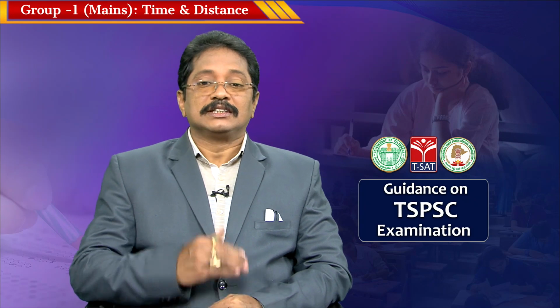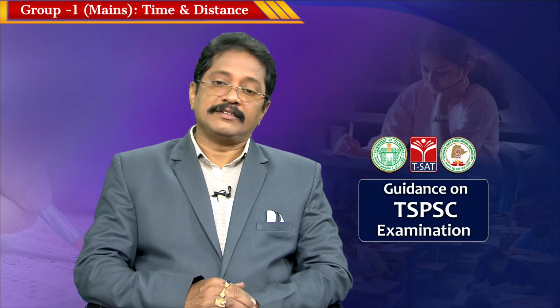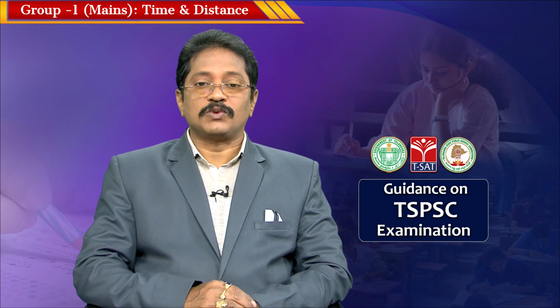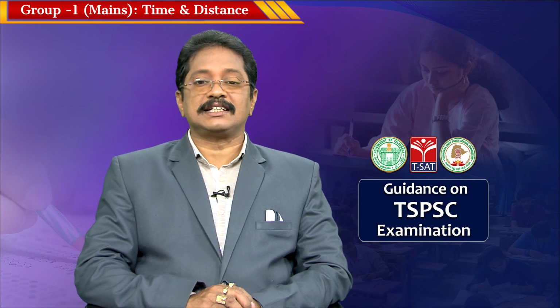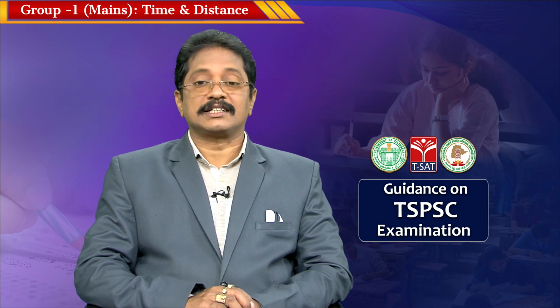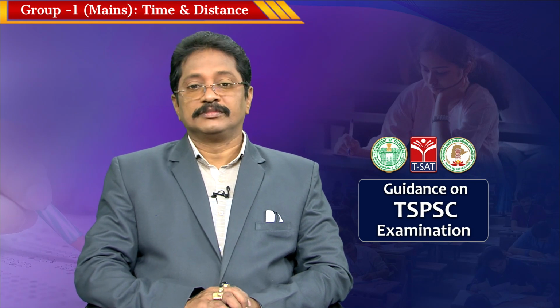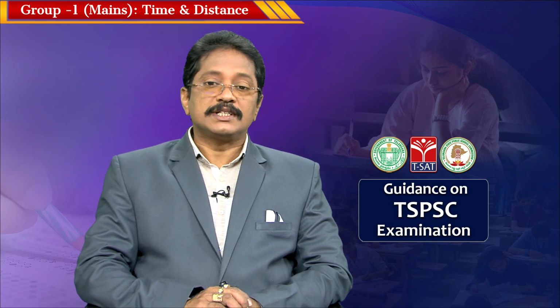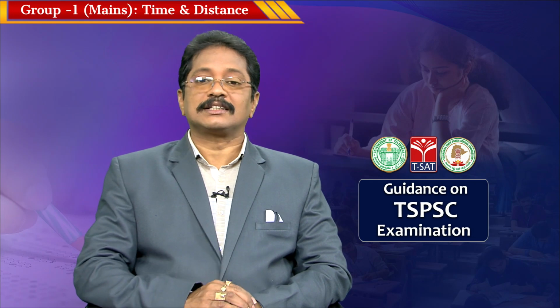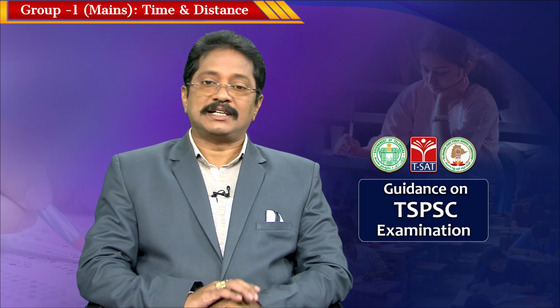Of course, for paper 5, there are 3 sections. One section is science and technology, the second section is also science and technology, and the third section comes under data interpretation and problem solving. So, today we are going to discuss the third section, that is data interpretation and problem solving. In this, the sub content is time and distance.